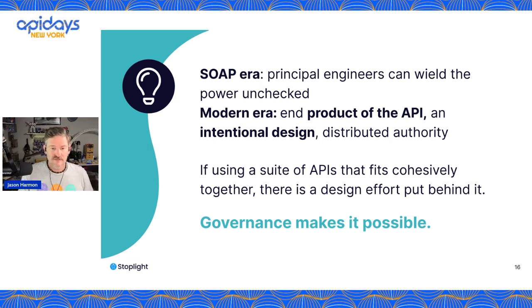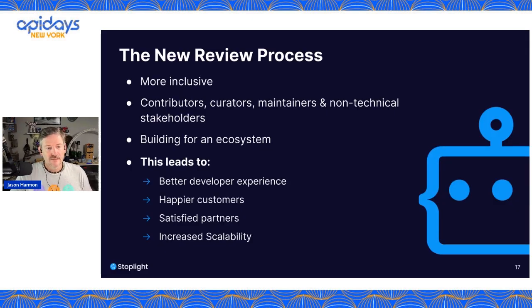So all of this, when we think about how to turn this API initiative, this development effort, into a real product that has a great developer experience, doing that through an inclusive, distributed authority kind of model, this is governance, right? Just doing a review process is governing, and that's okay to say. So recap here, again, more inclusive.